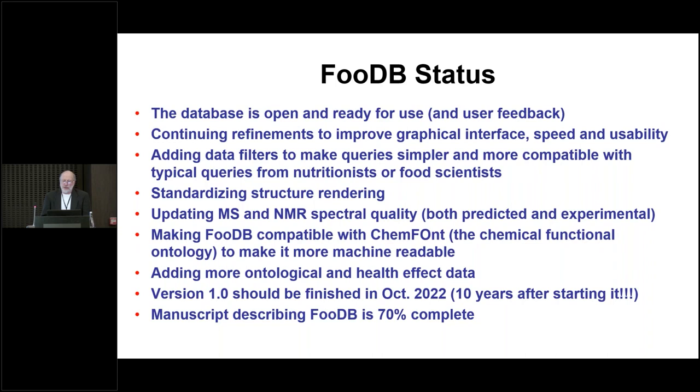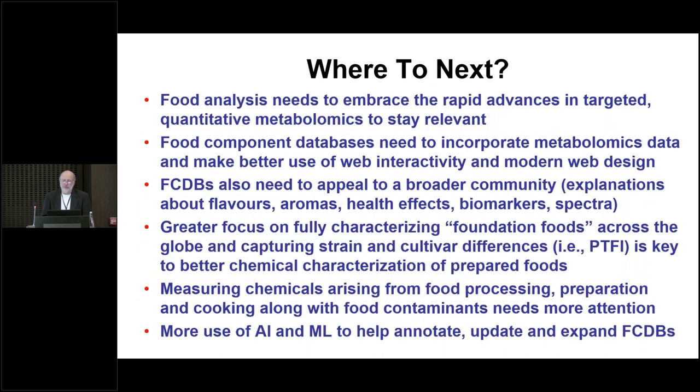We're introducing a new ontology for chemistry called ChemFont. It's called the Chemical Functional Ontology, similar to the gene ontology, which some of you may be aware of. This will make food data and chemical data much more machine readable, much more mineable. And so that's allowing us to add a lot more data to the database. We hope to wrap it up in October. So that's about 10 years after we first started it. And we've written up a good portion of the manuscript and hope to submit it in October.